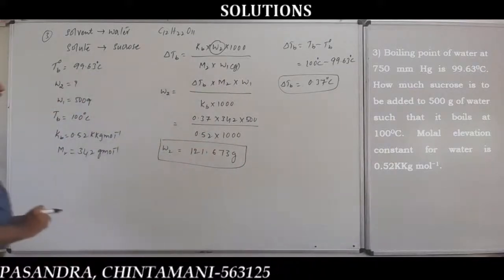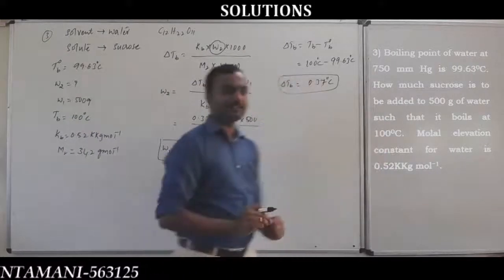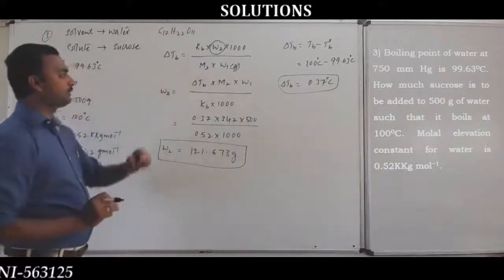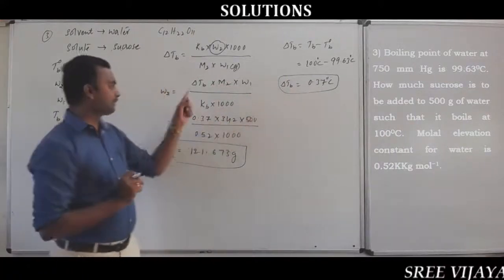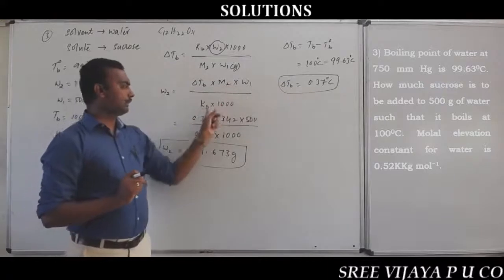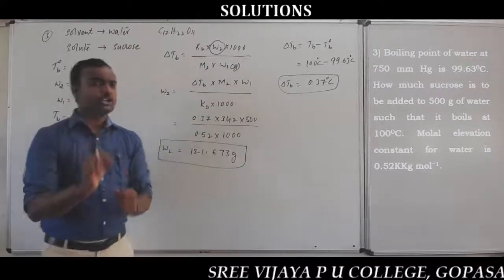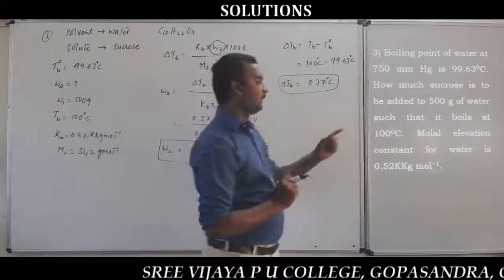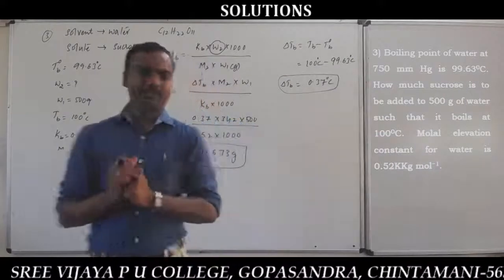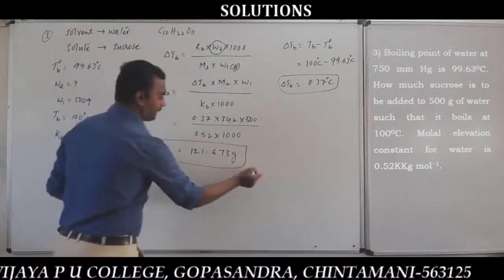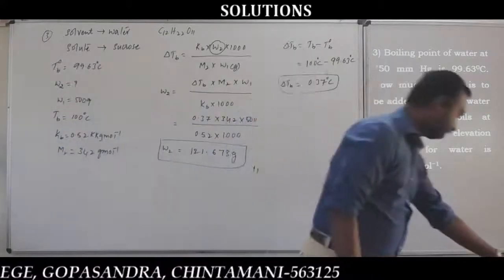That is added to 500 gram of water such that the solution boils at 100 degrees Celsius. So this is a direct problem. First calculate delta TB, the elevation of boiling point, then use M2, W1 and KB. Finally we get 121.673 gram of sucrose added to 500 gram of water such that it boils at 100 degrees Celsius. So that's about problem number 3. Let me move on to problem number 4.